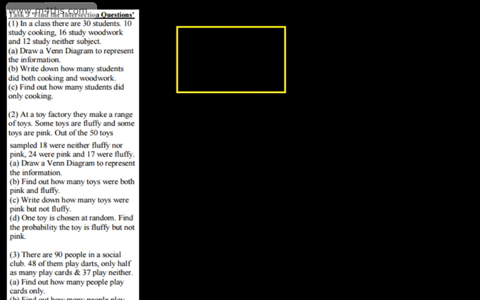The big issue students have with this is that they think there are too many people to fit in the Venn diagram. What we need to consider though is the intersection, and these people are represented in both of the sets. In this particular case, the sets here are going to be cooking and woodwork. So what I'm going to do is put C here and W here, cooking and woodwork. We have 30 students in total. 12 study neither subject. They go on the outside.